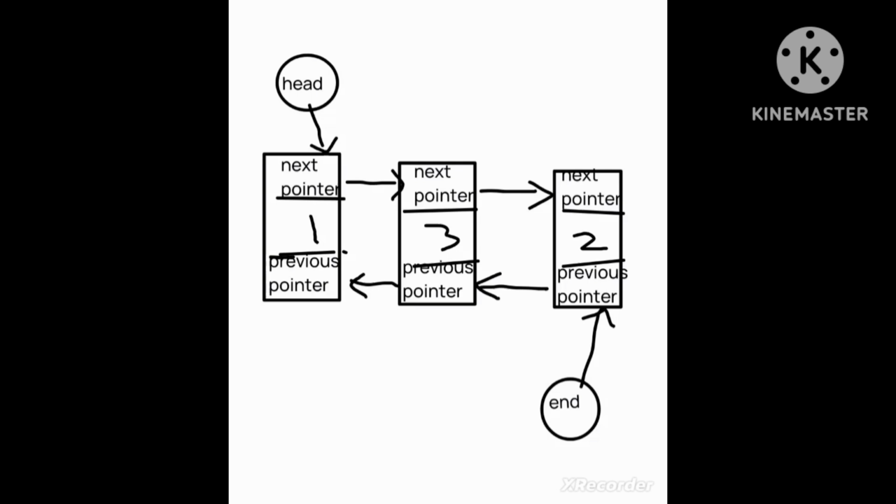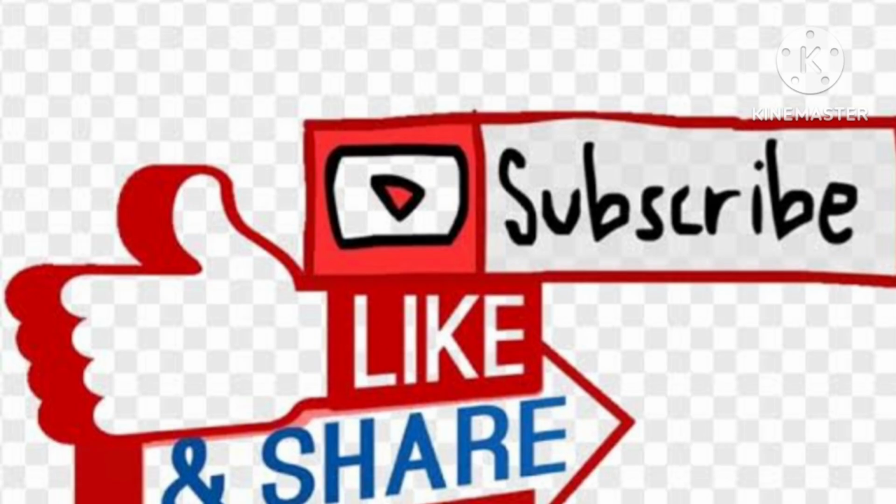So the final doubly linked list will look like this. The item node is inserted between the two nodes.